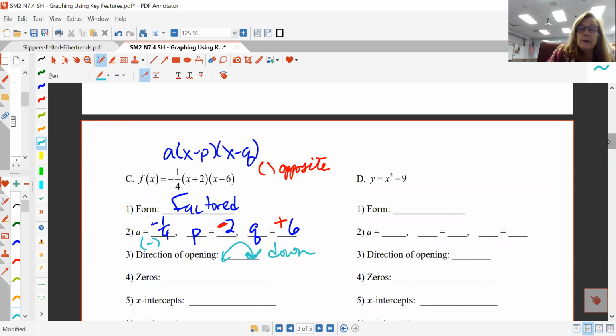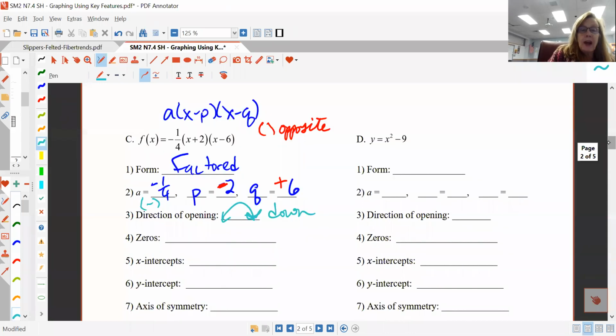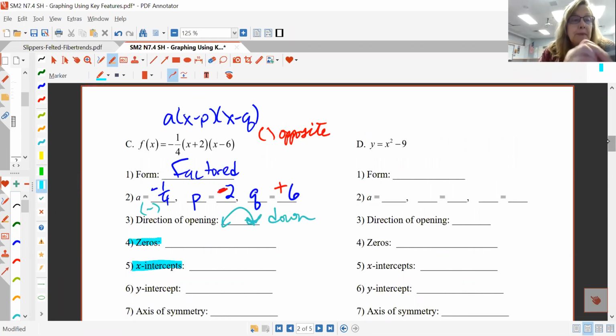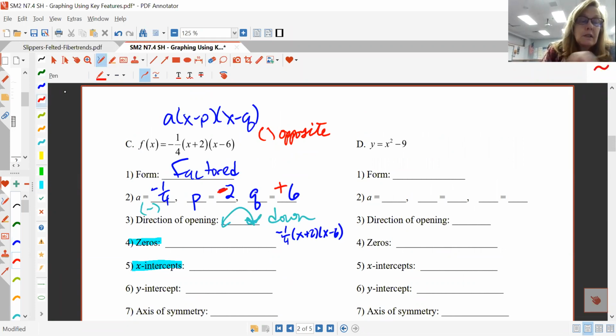So unlike the other ones, because we're starting with the factors, I want to start with the zeros and the x-intercepts. The reason why is, how do we find the zeros and the x-intercepts? I take my equation, -1/4 (x + 2)(x - 6) = 0. What's your next step? Take each factor, set it equal to 0.